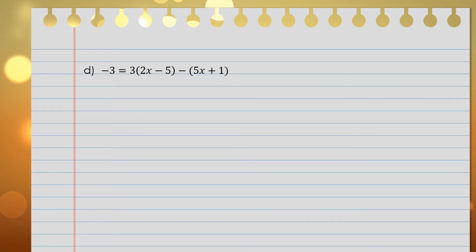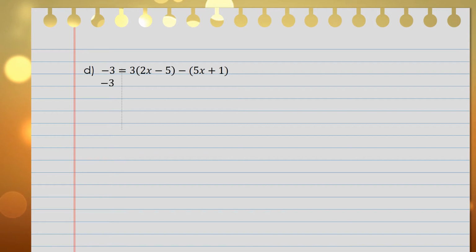Example D. Negative 3 equals 3 times the quantity 2x minus 5 minus the quantity 5x plus 1. Now again, this is an equation, so we draw a line at the equal sign, and we want to simplify each side individually. Well, on the left side, you only have a negative 3, so it must stay. However, on the right side, we have quite a few things happening, so let's work through it slowly.